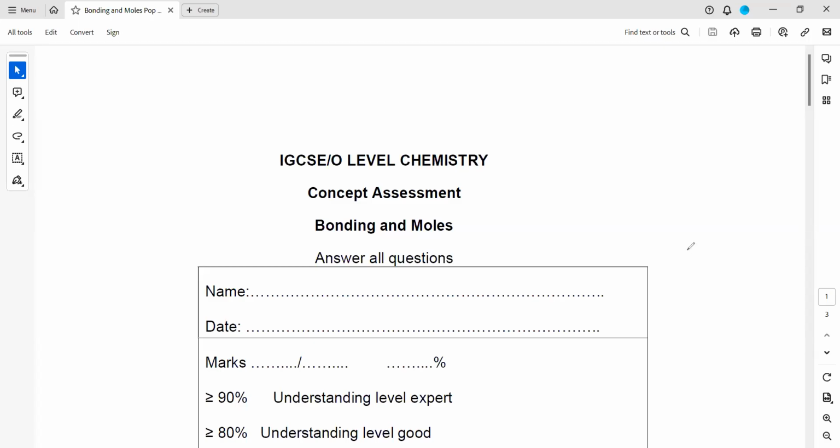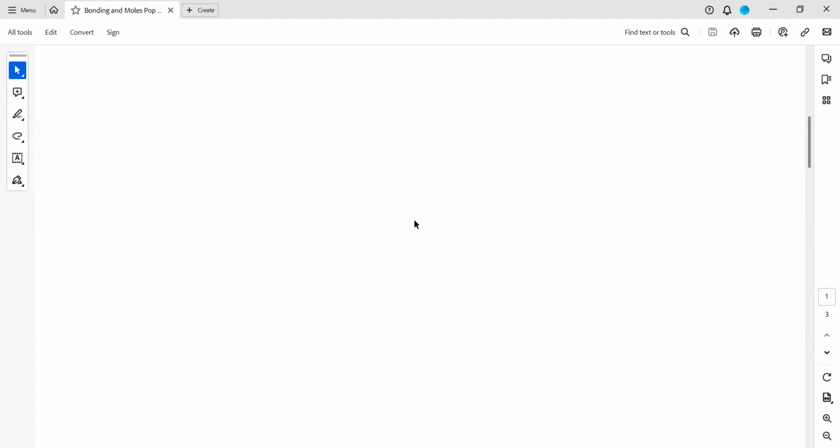So this was a pop quiz related to bonding and moles. This was a pop quiz too, related to the topic. So first we'll start with the discussion of the pop quiz.